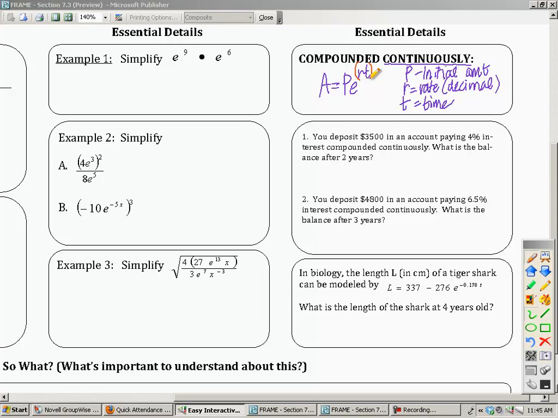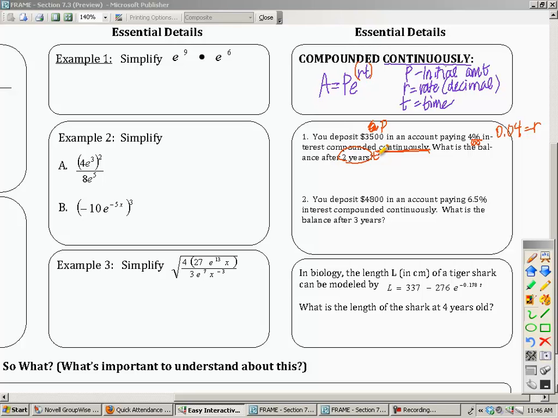You deposit $3,500 in an account. $3,500 is our value of, I'm sorry, not A anymore. This equation says P. I apologize for that. Paying 4% interest. If I take 4 and again I divide by 100, my r is 0.04. It is compounded continuously. That says to us we are using PERT. What is the balance after 2 years?